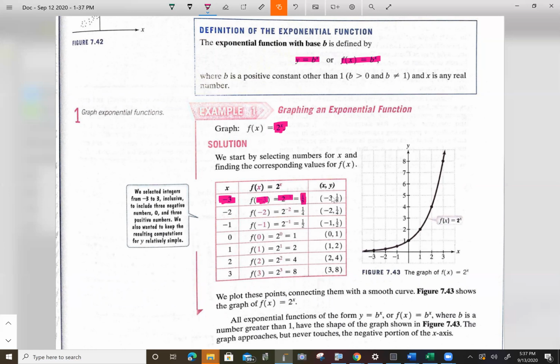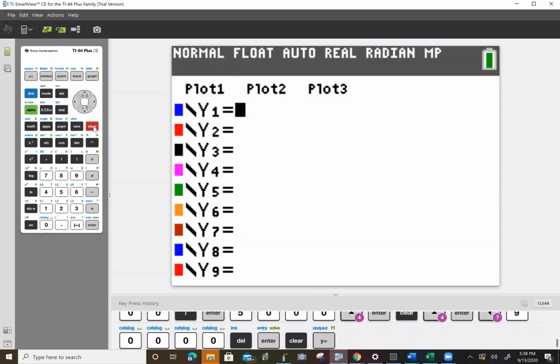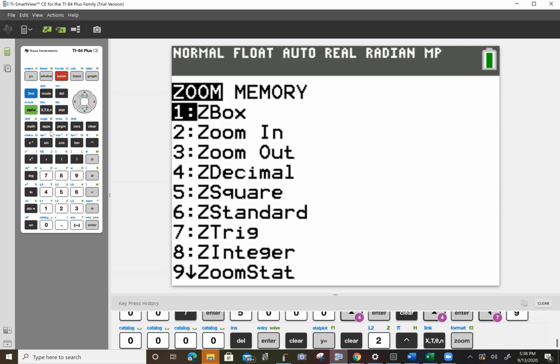So if you input -3, your output is 1/8. And you can make this little table and you can graph it. I am okay with you guys, if you need to graph one, using either your graphing calculator or Desmos. So if you have your graphing calculator and you go to y equals, we'll clear out what I have in here. I'm going to put 2, and then your caret is the power of x. Okay. And then I'm just going to do a zoom standard, a zoom 6.